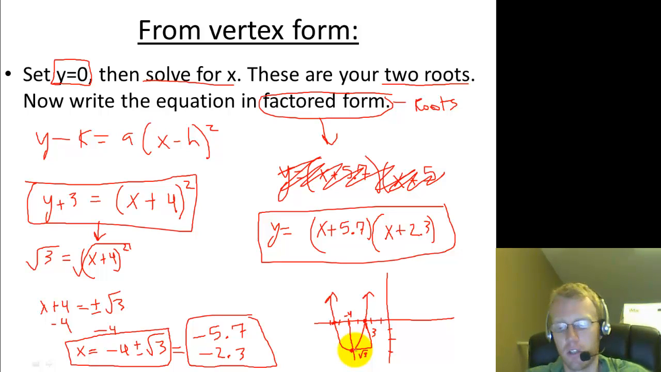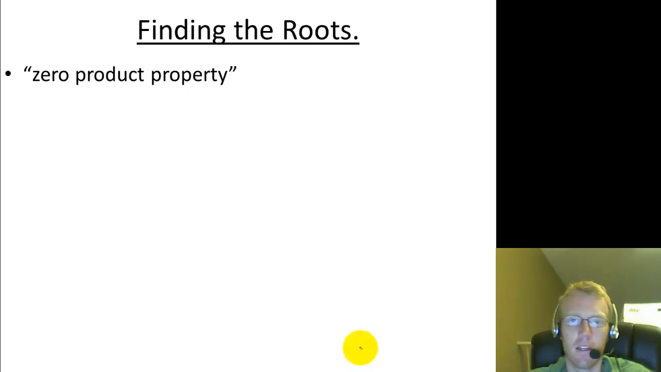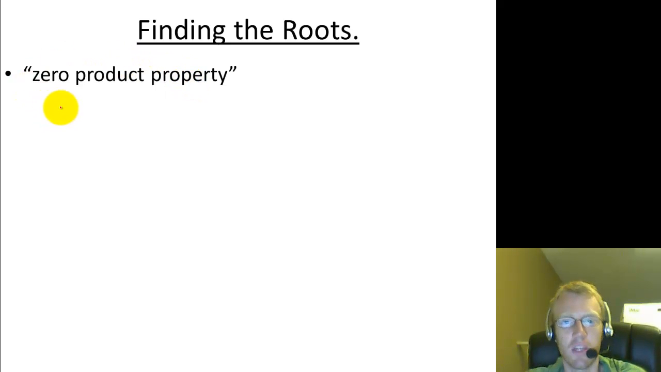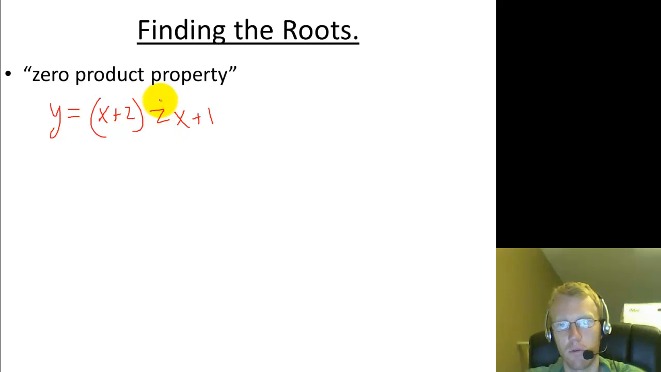They're all super interrelated. Okay. The last thing here is what's called the zero product property, which is what I promised I would talk about a couple slides ago. So if you have an equation like the one we had, y equals, say, x plus 2 times 2x plus 1.